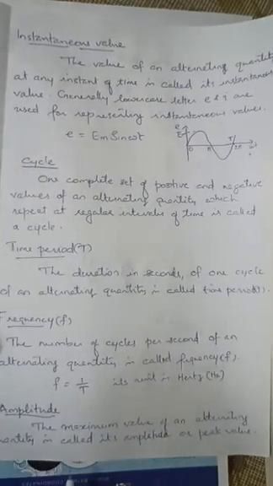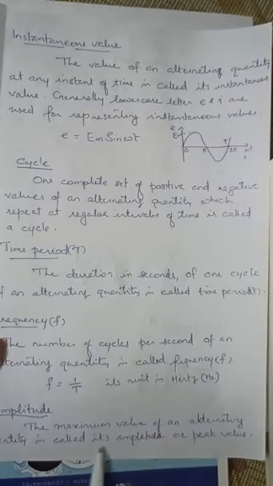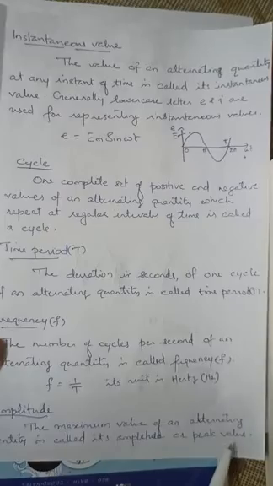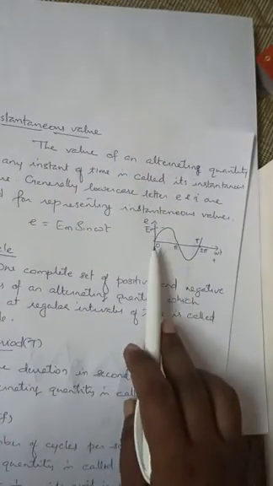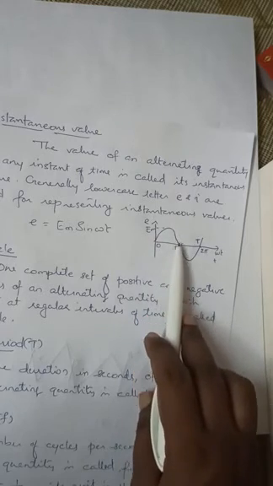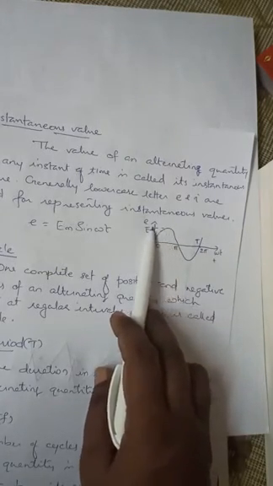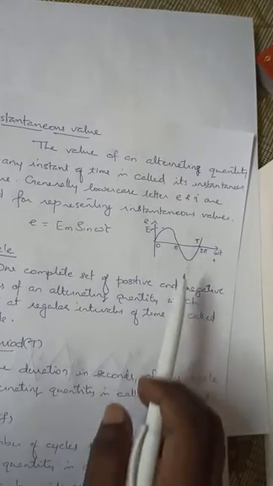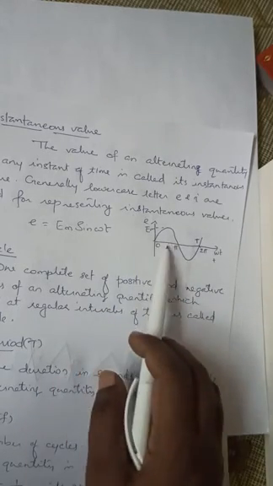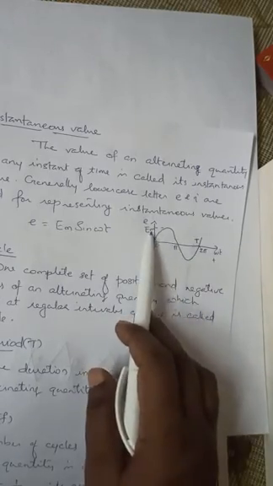Now coming to amplitude. The maximum value of an alternating quantity is called its amplitude or peak value. In this case, you can see that the maximum value of the alternating quantity in one complete cycle is equal to Em, the maximum value. Here also you have Em. So the maximum value of this sinusoidal quantity is Em.